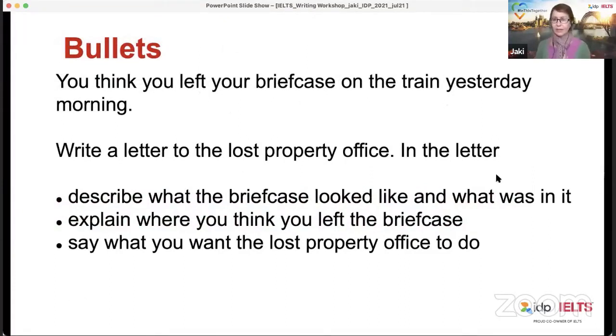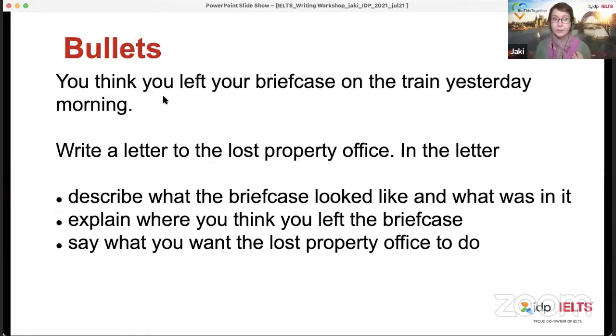Now, next, let's think about the bullets. We have to cover the bullets fully. And for your bullets, there should be kind of an equal amount for each bullet point. Yeah, so you shouldn't write a lot about one bullet and just a tiny bit about another bullet. It should be kind of equal.